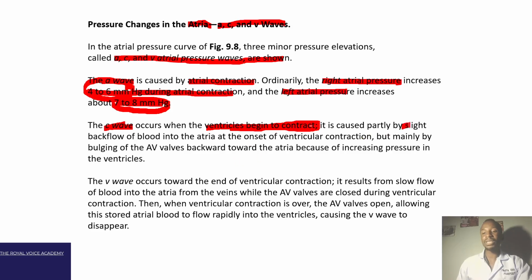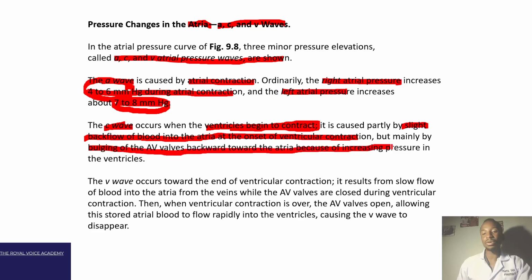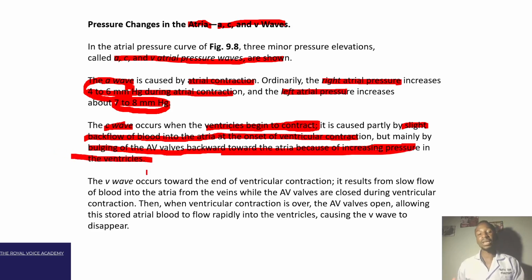It is caused partly by slight backflow of blood into the atria at the onset of ventricular contraction, but mainly by bulging of the AV valves backward toward the atria because of increasing pressure in the ventricles. So I've explained that point really well. The C wave is simply because of the bulging of the valves backward because of increasing pressure in the ventricles when your ventricles are undergoing systole.